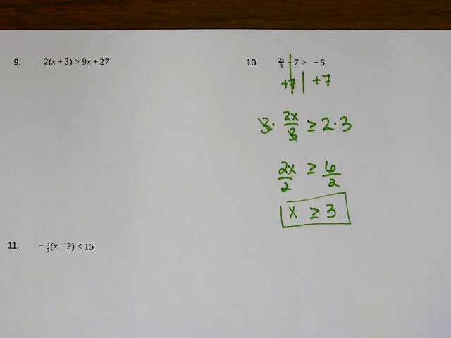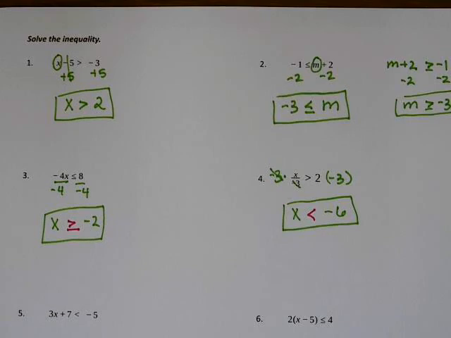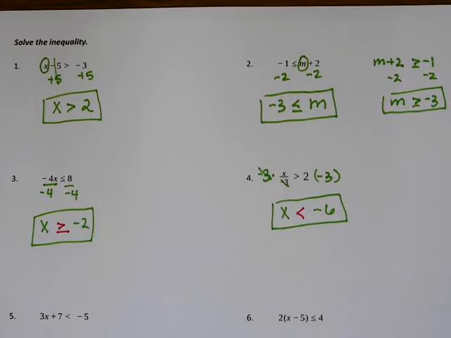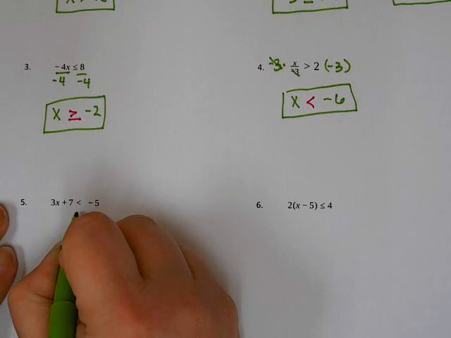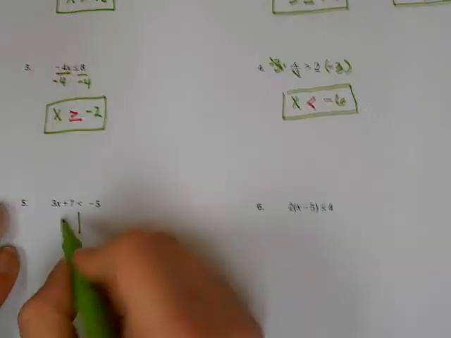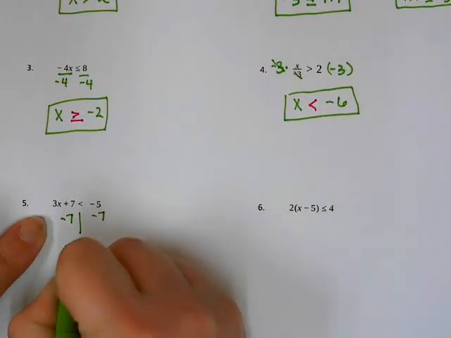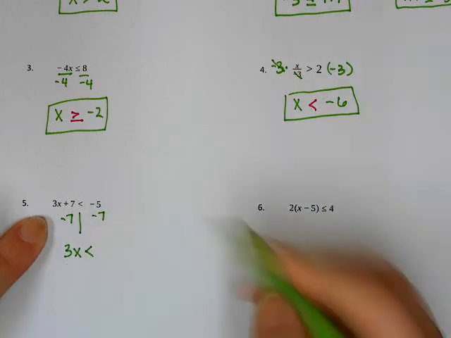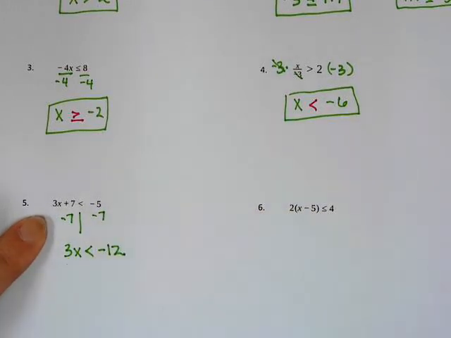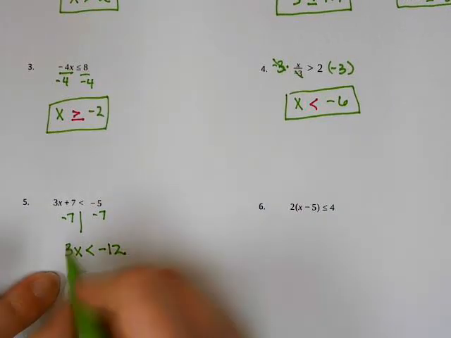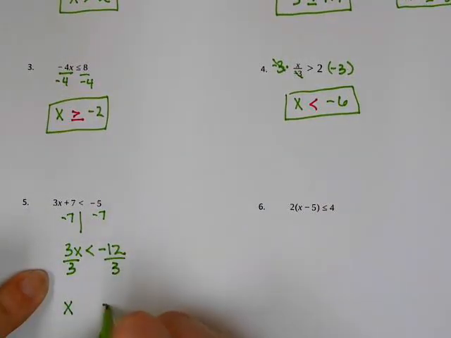Okay, I'm really sorry. I want to go back and do one more example. I should have done number 5. So can you guys go back to page 11 and look at number 5? There's my inequality symbol, right? I have 3x plus 7. So I'm going to go ahead and subtract 7 from both sides. I get 3x is less than negative 5 minus 7 is negative 12. And now I'm going to go ahead and divide both sides by 3. So I get x is less than negative 4.